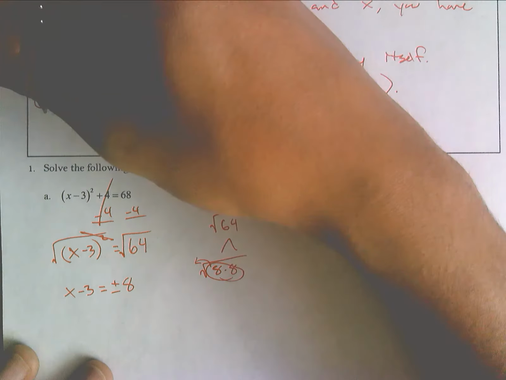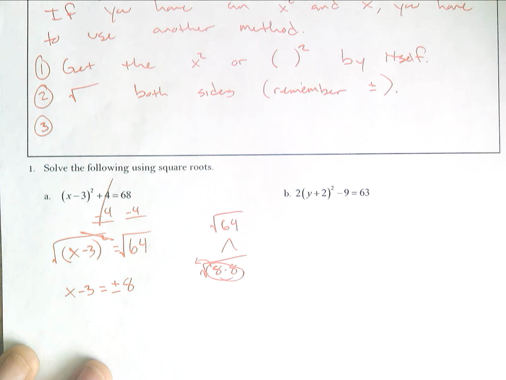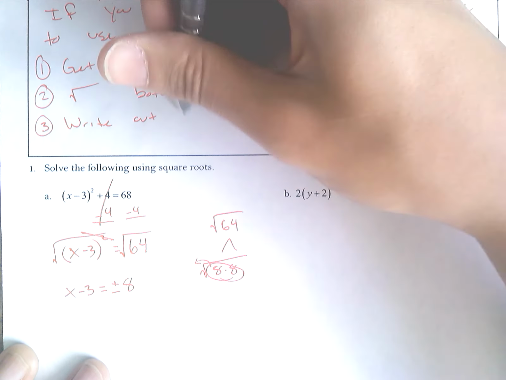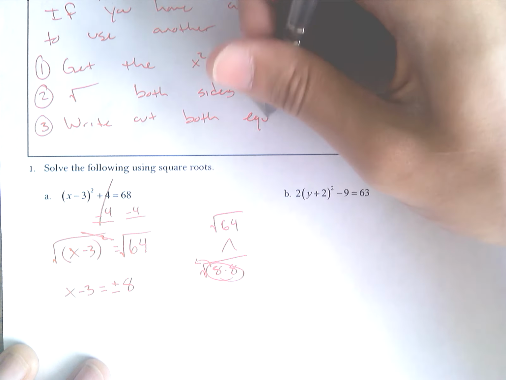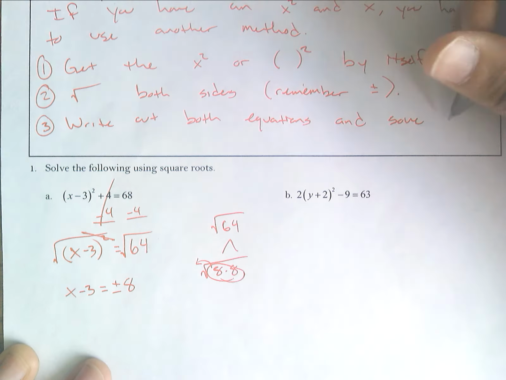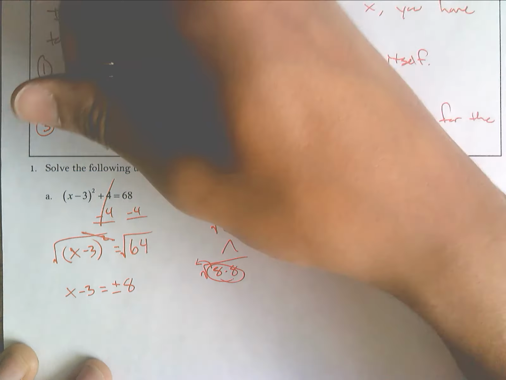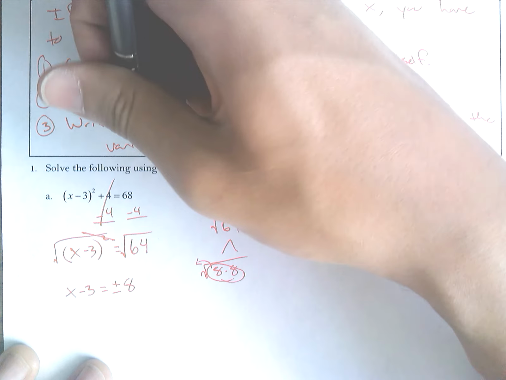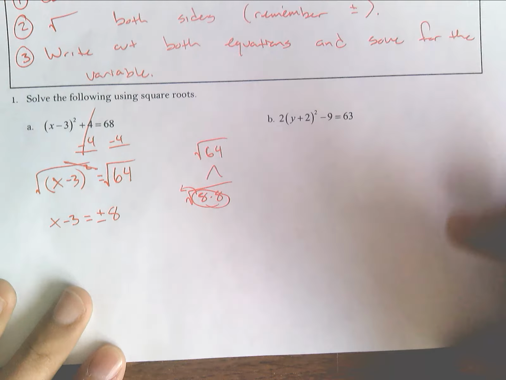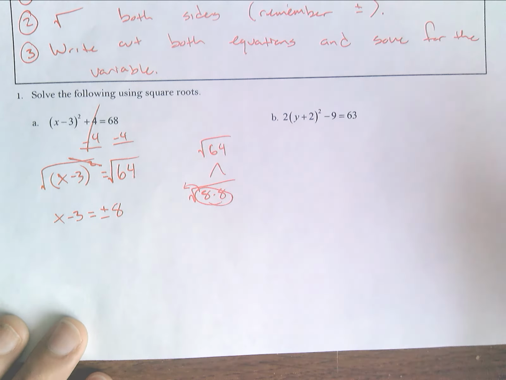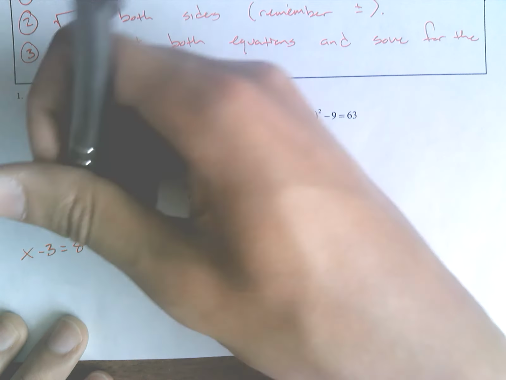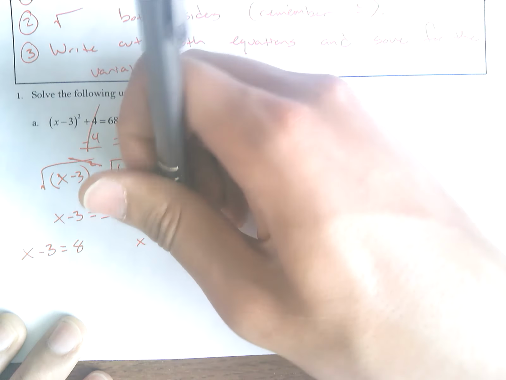Now, step 3, now that we've square rooted both sides, step 3 is to write out both equations and solve for the variable. Write out both equations and solve for the variable. So let's go ahead and break this apart into two equations. We've got x minus 3 equals plus or minus 8. We're going to break that apart into x minus 3 equals positive 8 and x minus 3 equals negative 8.